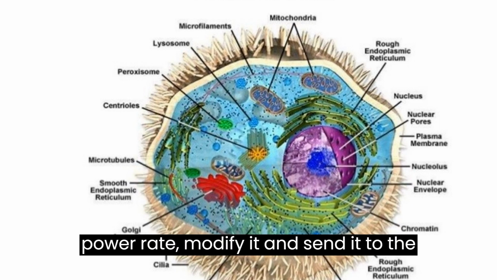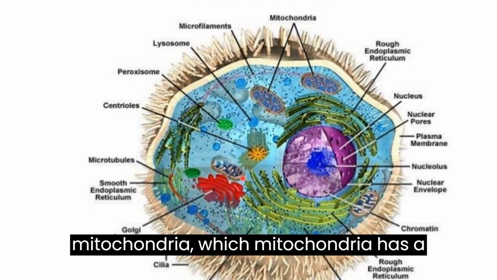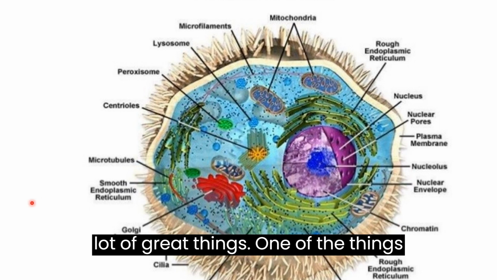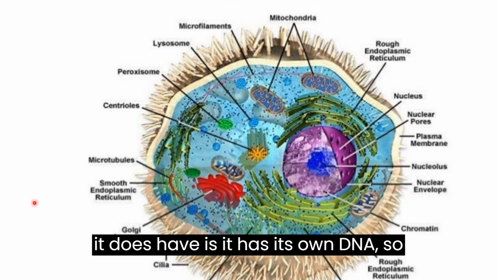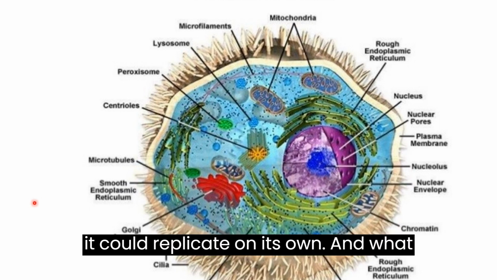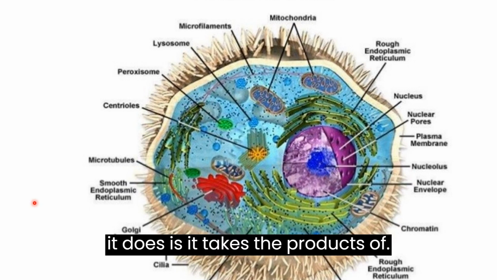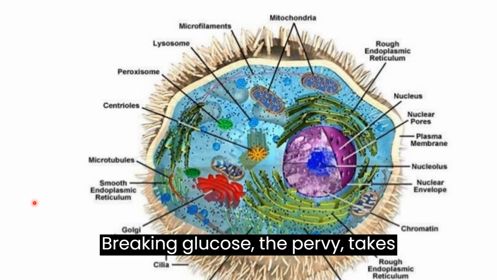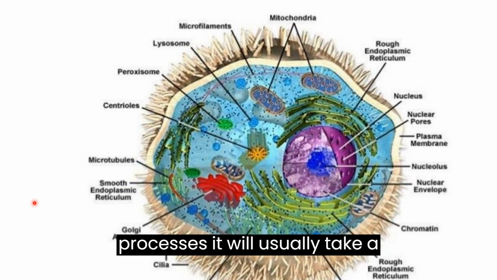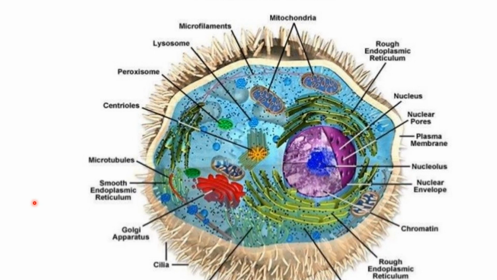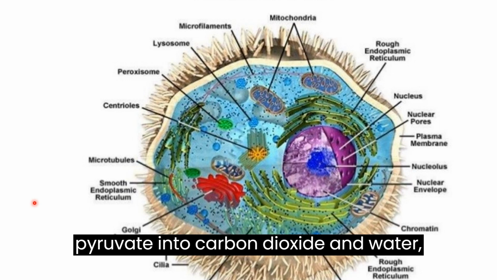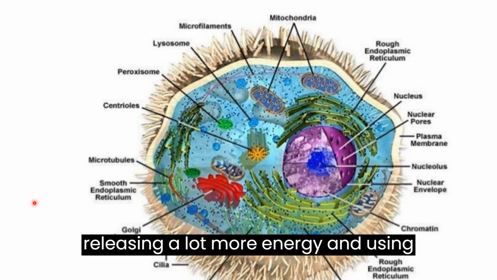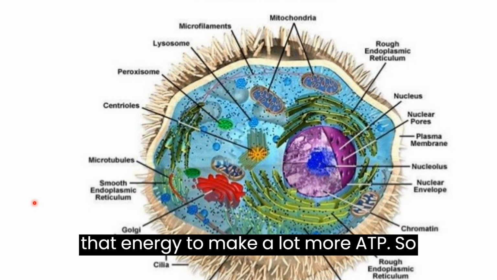But you can take the pyruvate, modify it, and send it to the mitochondria, which has a lot of great things. One of the things it has is its own DNA, so it could replicate on its own. What it does is it takes the products of breaking glucose, the pyruvate, takes it in, and through a lot of different processes, it will usually take a lot of oxygen, break down the pyruvate into carbon dioxide and water, releasing a lot more energy and using that energy to make a lot more ATP.